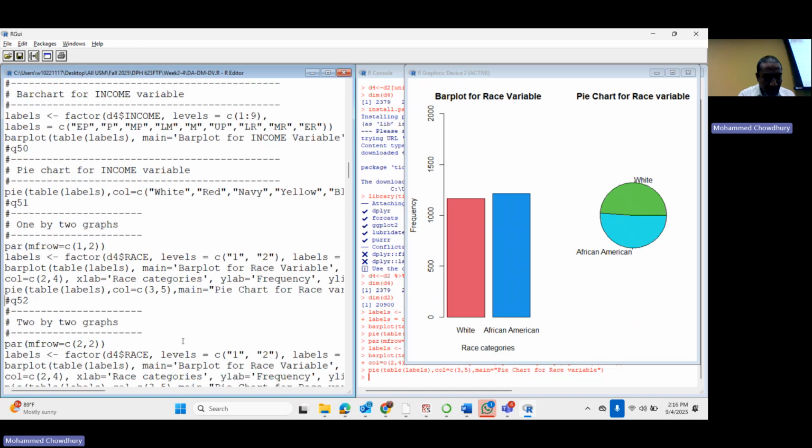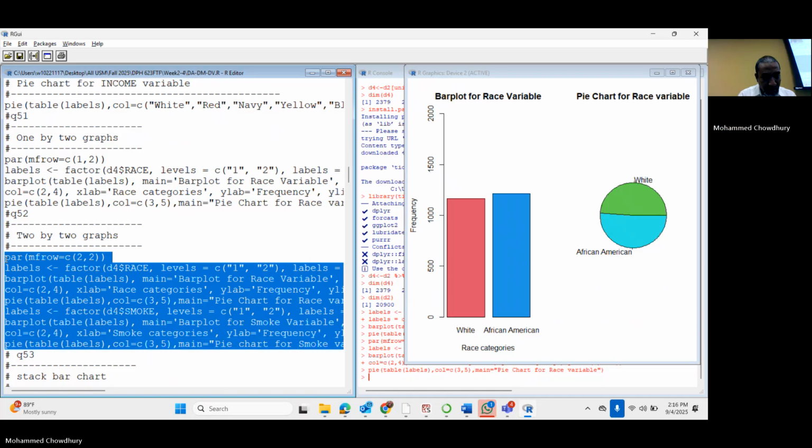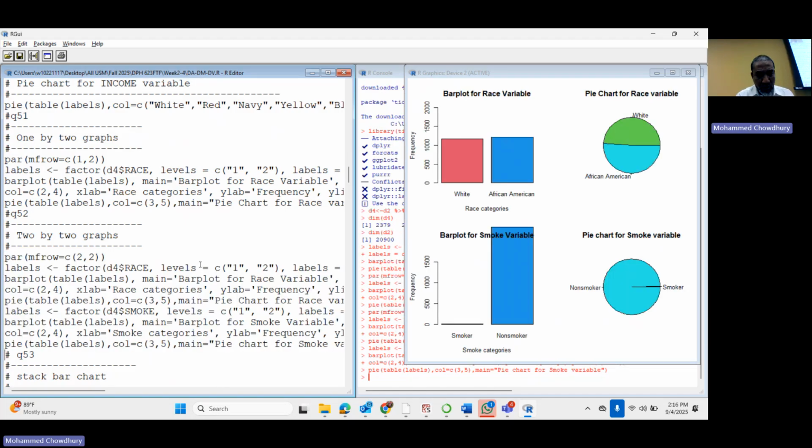Okay, 2 by 2 graph. Now I want to show you the 2 by 2 graph. This is the 2 by 2 graph, low smoke category 1, 2, 3, 4. Smoke categories. Let me see.